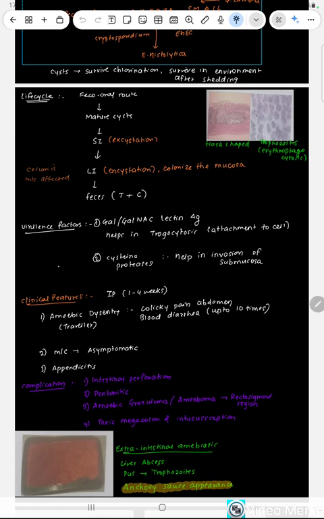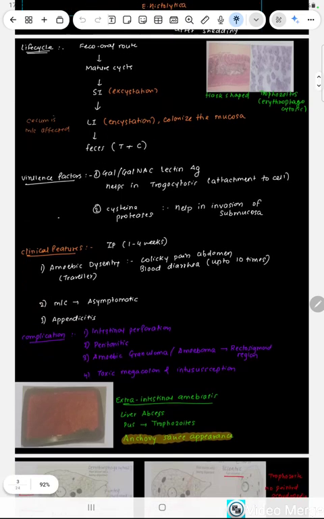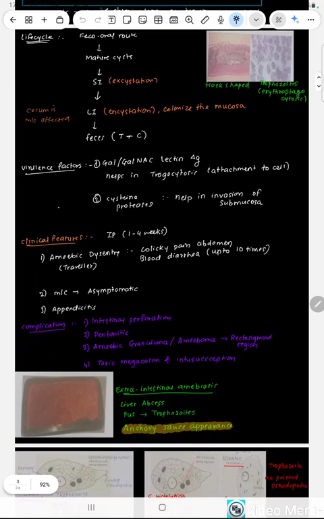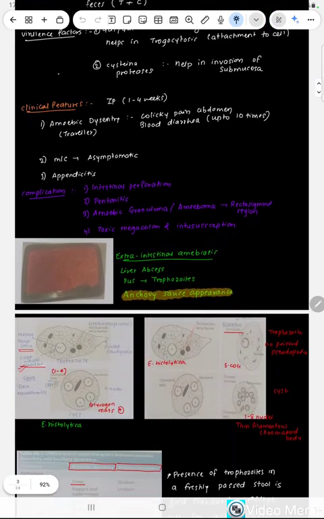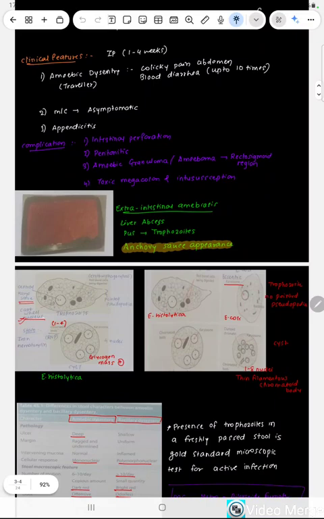Colicky abdominal pain is seen, then bloody diarrhea up to 10 times. Most commonly, it is asymptomatic in nature. It can also lead to appendicitis. The complications are intestinal perforation, then toxic megacolon, intussusception, peritonitis, and amoebic granuloma or amoeboma formation. Extraintestinal amoebiasis will lead to amoebic abscess.